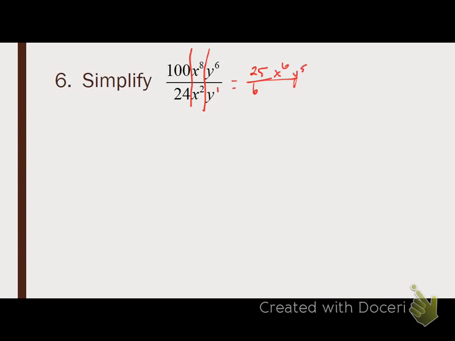There are no negative exponents, and so we do not have to move anybody. And so 25x to the 6th, y to the 5th over 6. Okay?